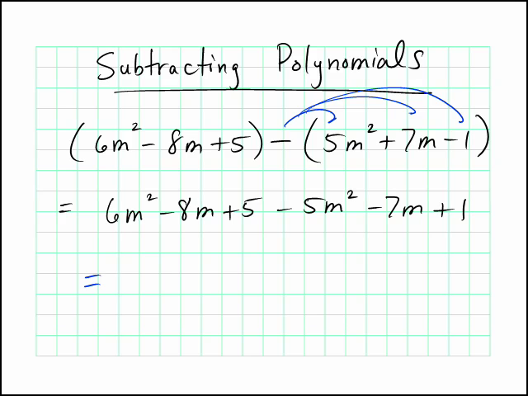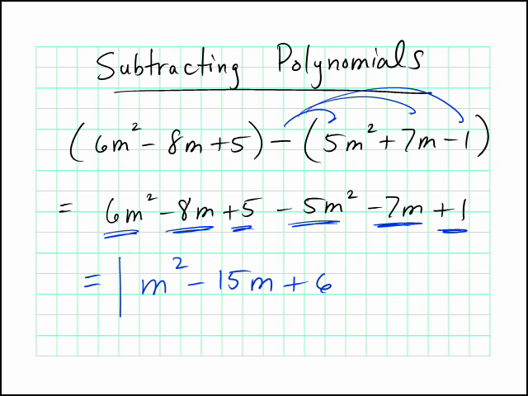Combine our like terms. 6m squared minus 5m squared is 1m squared. Negative 8m and negative 7m is negative 15m. And then plus 5 and plus 1 is plus 6. And there is our result. Here's one more of those.